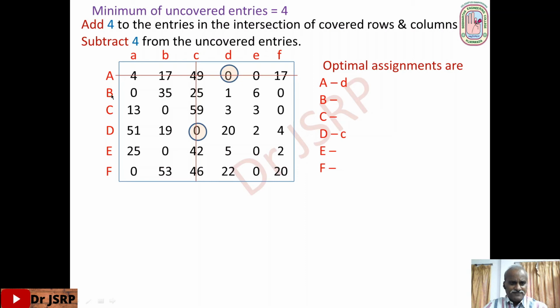So observe capital B. In second row we have 2 zero entries. For capital B, these two are possible assignments. That means we can assign B to small a or B to small f. So by choice I assign B to small a. Okay, right. Come to C. For C, again there are two possibilities. C can be assigned to small b or small f. So arbitrarily I choose f. Okay, so C is assigned to f.